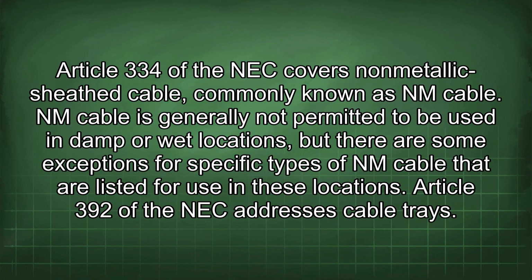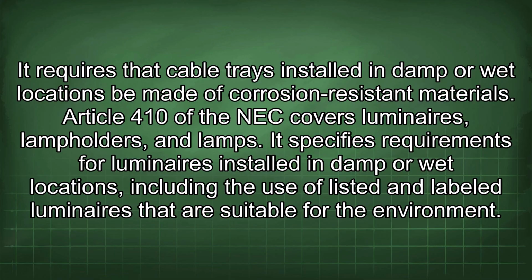Article 334 of the NEC covers non-metallic sheathed cable, commonly known as NM cable. NM cable is generally not permitted to be used in damp or wet locations, but there are some exceptions for specific types of NM cable that are listed for use in these locations. Article 392 of the NEC addresses cable trays. It requires that cable trays installed in damp or wet locations be made of corrosion-resistant materials.